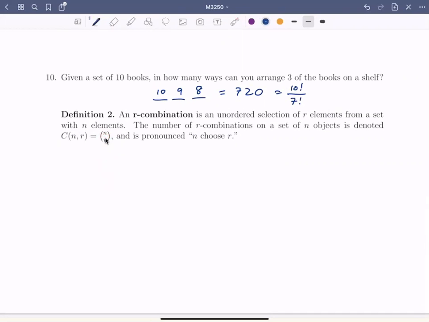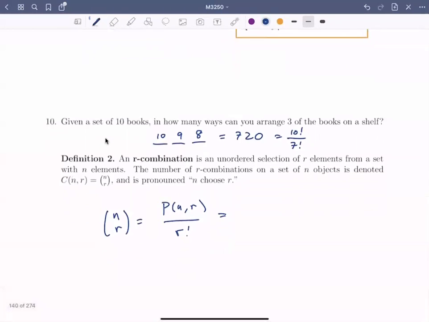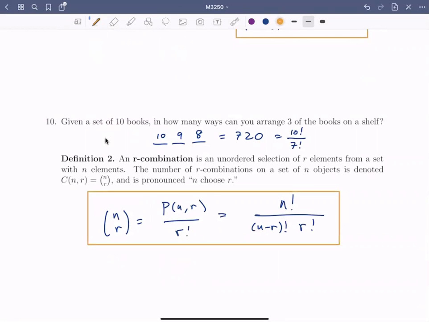And so it turns out that the formula for N choose R is N permute R over R factorial. In other words, you can take the formula for N permute R and divide by R factorial again. So you end up with N factorial over N minus R factorial, divided also by R factorial. This is going to be a good formula for us. So that'll be the formula for the number of R combinations on a set of N objects.